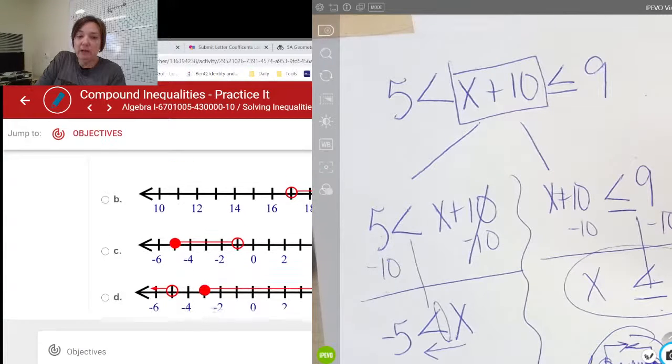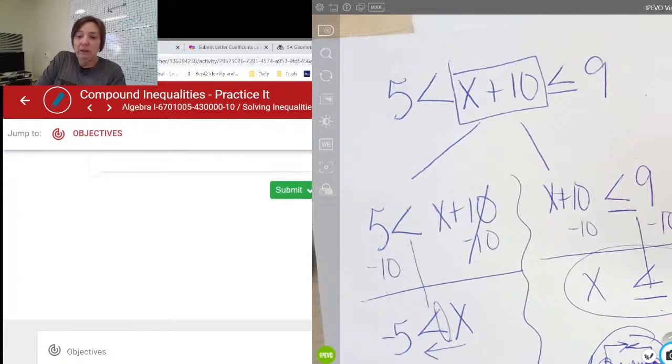Which is the graph? This is a terrible practice set.